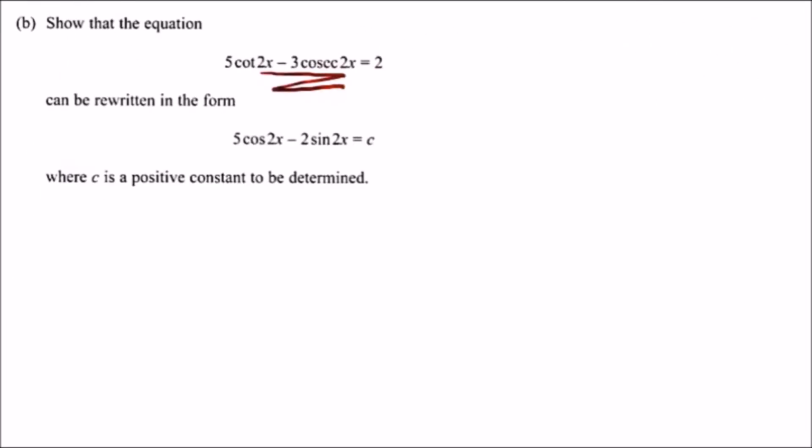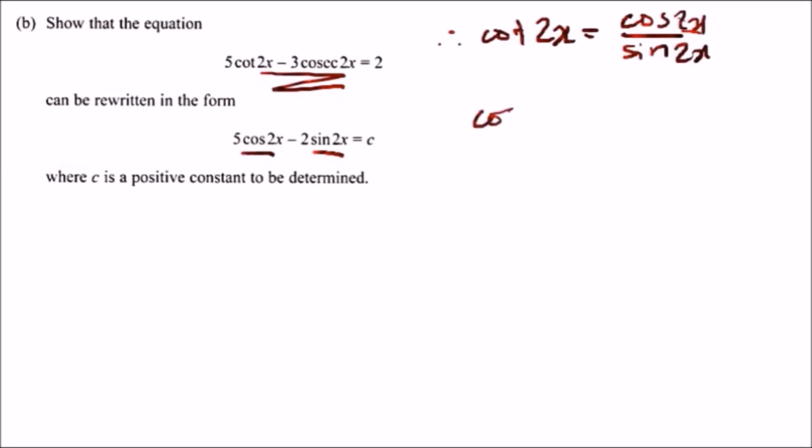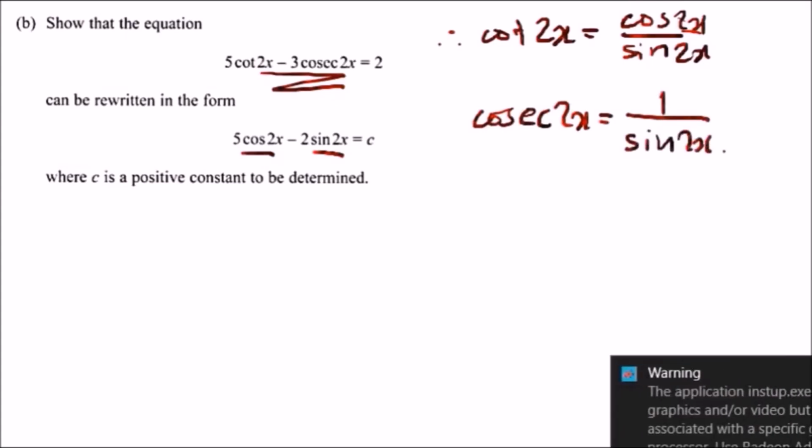Now the best way to do this is to realize that we're trying to get a cos and a sine, and of course we start with a cot and a cosec. So first things first, I would convert everything into cos and sine. What is cot 2x? Cot 2x is the reciprocal of tan, so instead of sine over cos, it's cos over sine, and of course they're both 2x. As for cosec 2x, it is the same as 1 over sine 2x. All you want to do now is substitute back in and see what happens.